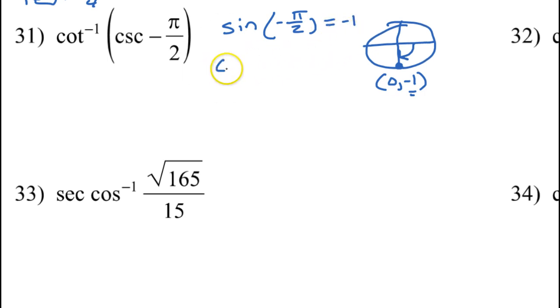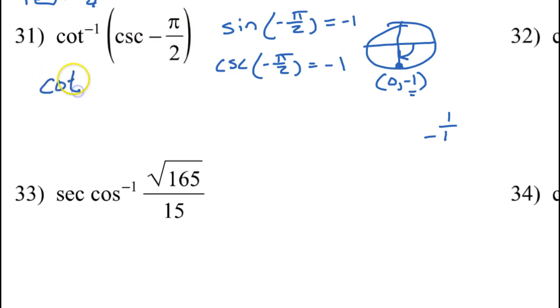So then what is the cosecant of negative pi over 2? That should be the reciprocal of this. Well, the reciprocal of negative 1 is still negative 1. Right? If I take a negative 1 and I put a 1 on top of it, I still get negative 1. Okay, so fine, the cosecant of negative pi over 2 is negative 1. That means I have the inverse cotangent of negative 1.